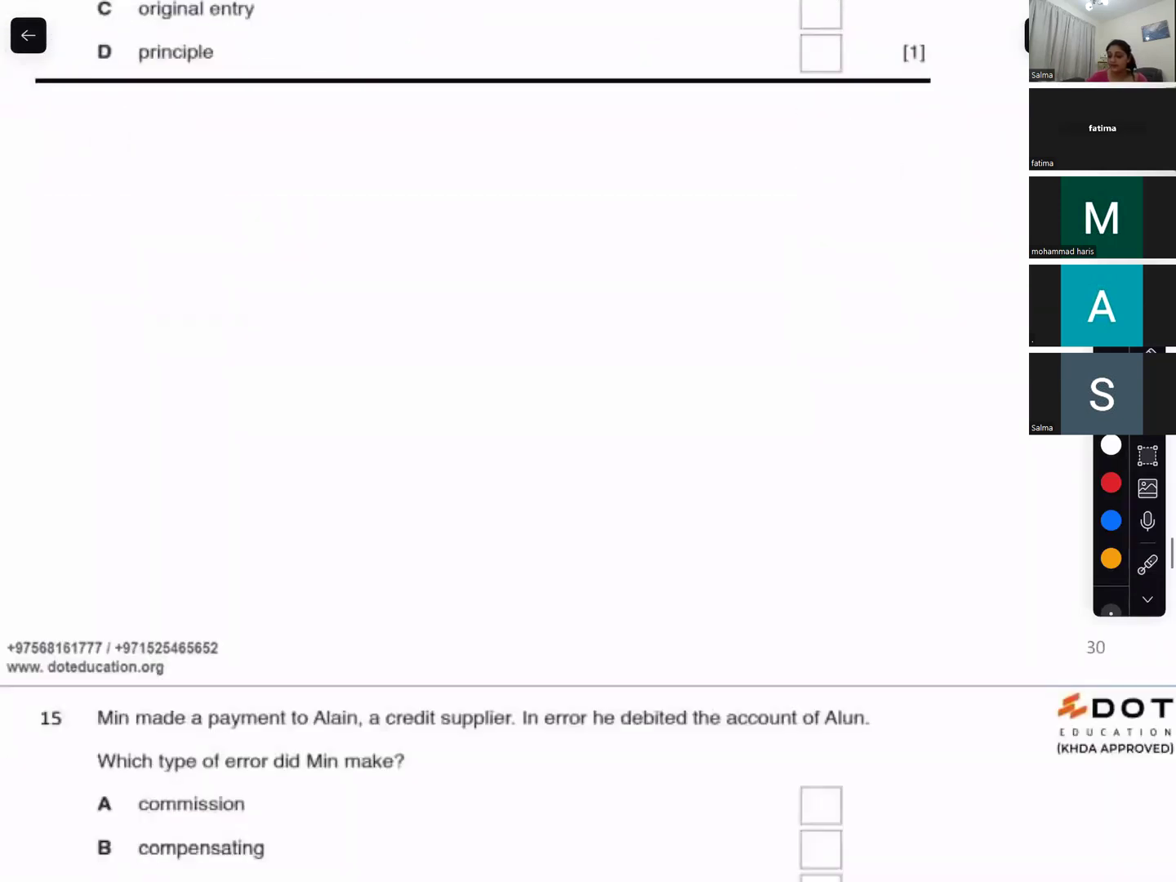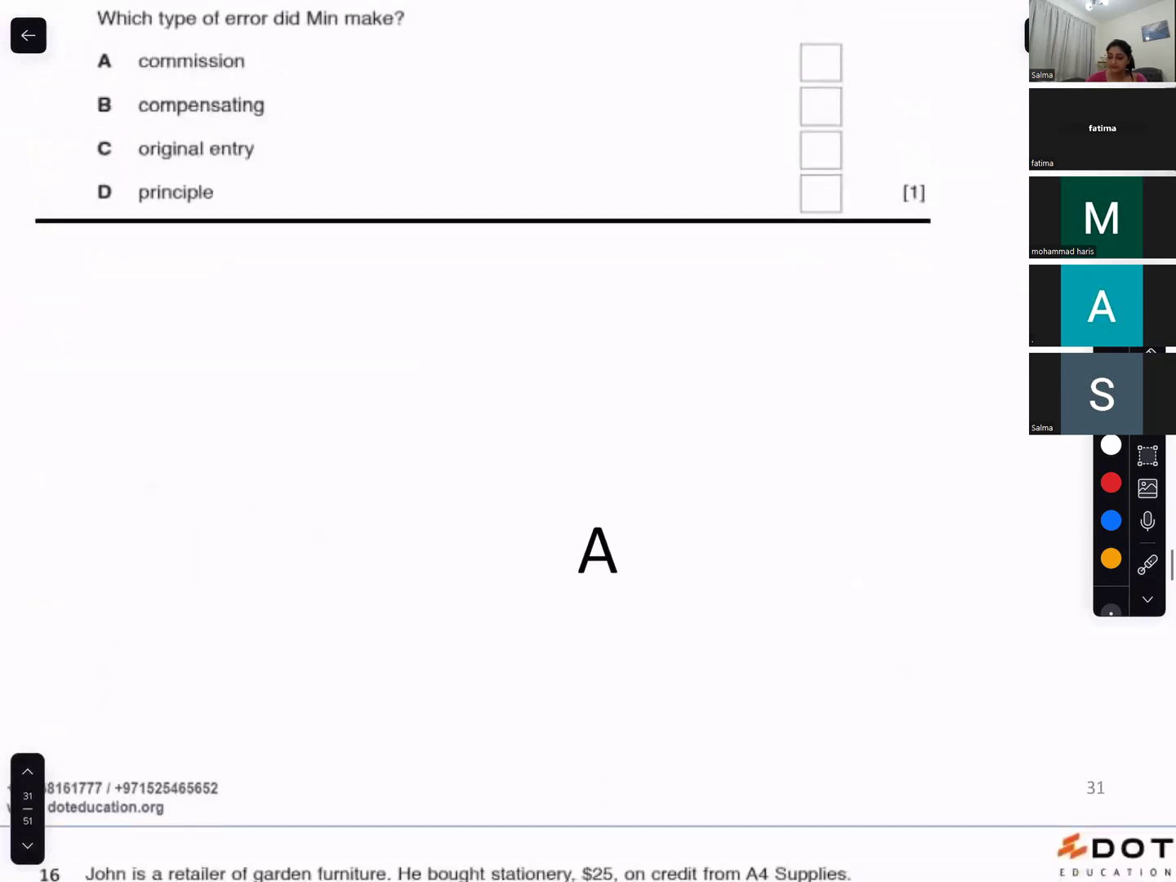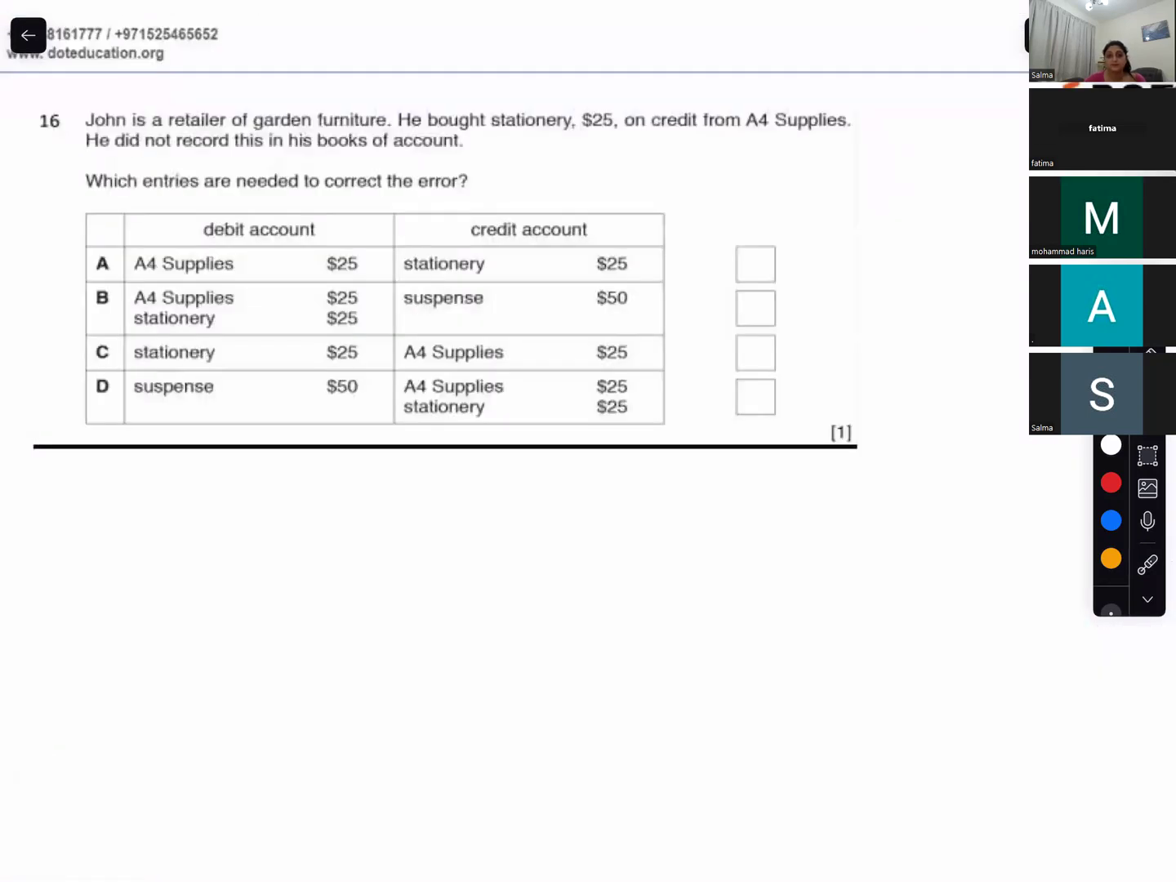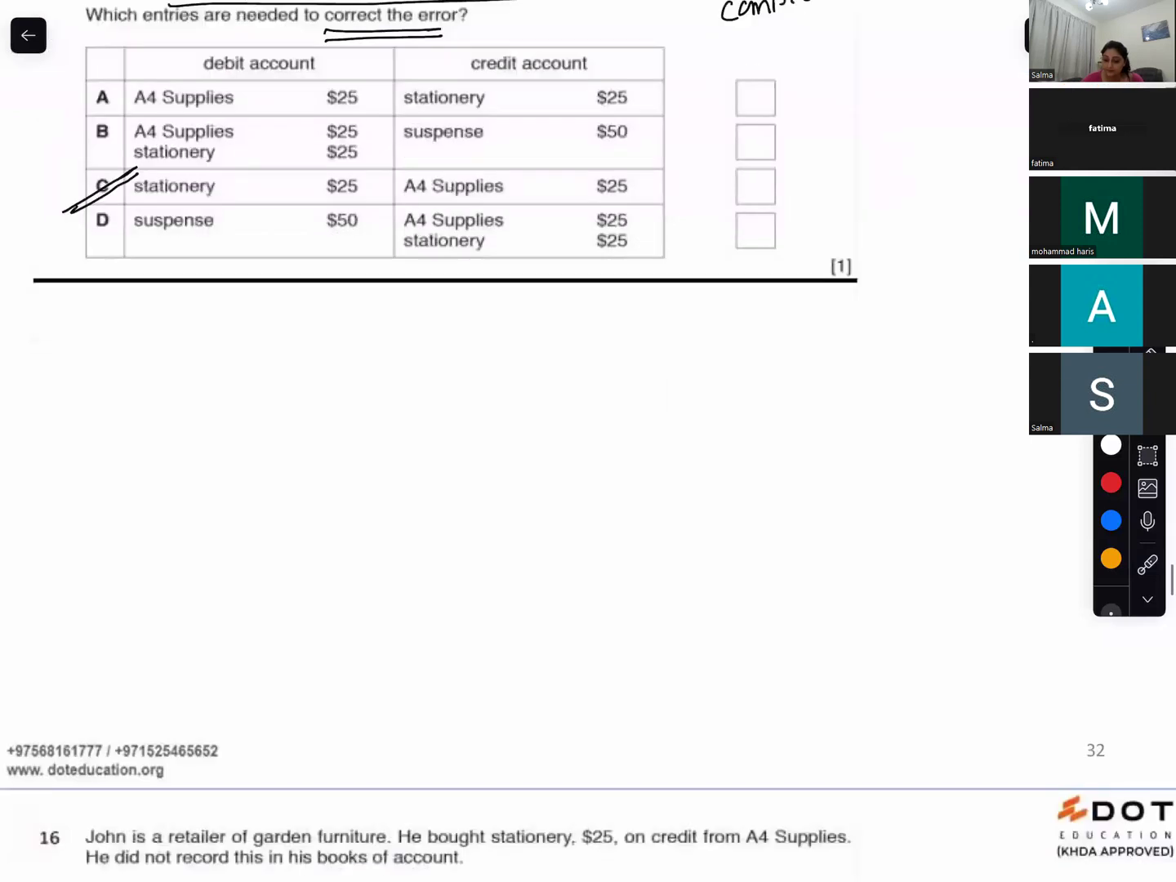Mahat. John is a retailer of garden furniture. He bought stationery of $25 on credit from A4 Supplies. He did not record this in his books of account. Which entries are needed to correct this? Which error is this? This is omission. So we'll just record it. Stationery debit, A4 Supplies credit.